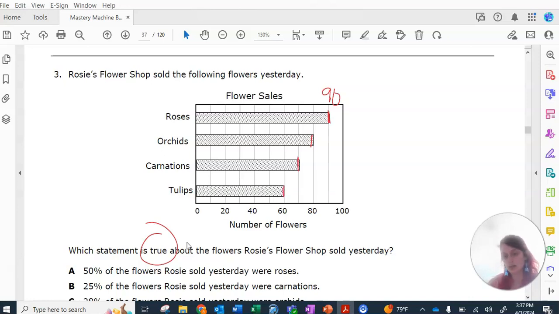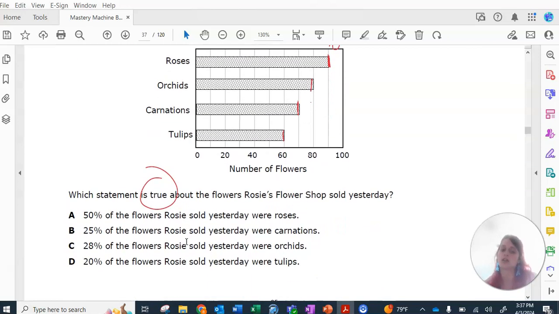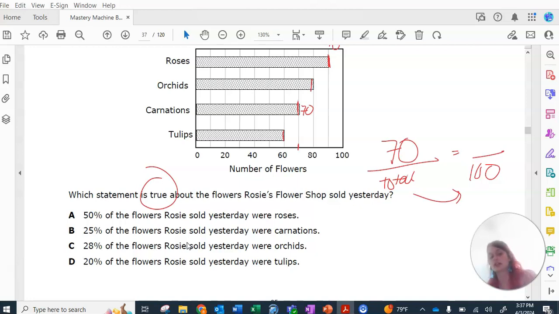Add them all up to figure out the total number of flowers they sold, because all of these are percents, and you need the part. Let's say we're talking about carnations. Carnations is between 60 and 70. You need 70 out of your total. And then you're going to need to scale that down to be out of 100 to check and see if, ooh, is it 28%? No, wait, carnations, I said. Is it 25%? If it is, great. B is your answer, move on. If it's not, cross it off, try another flower.